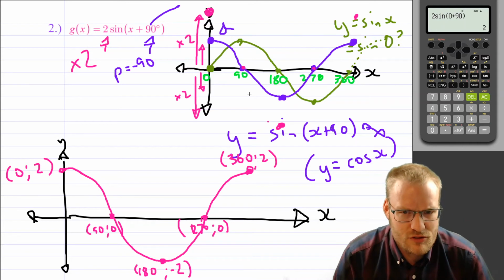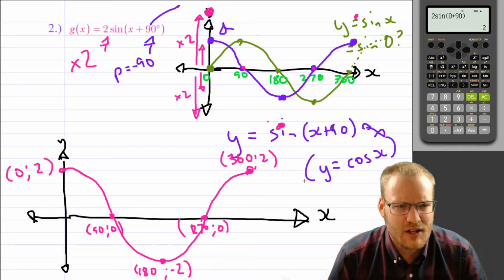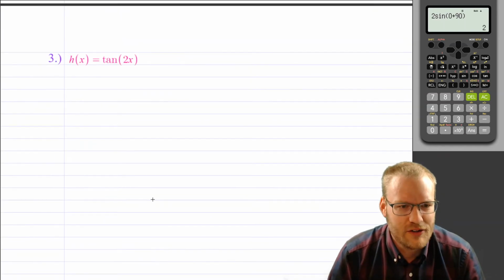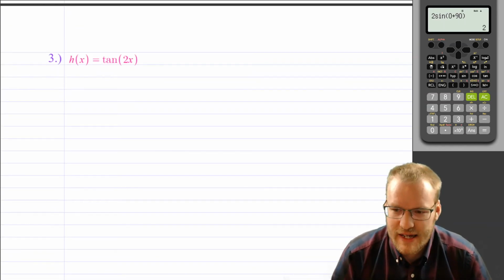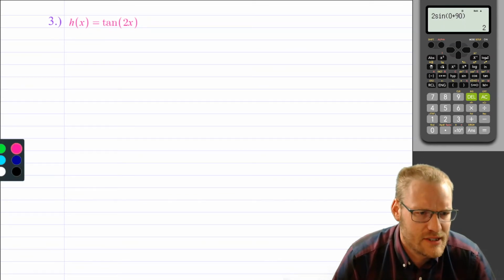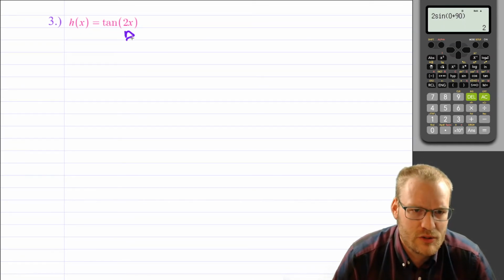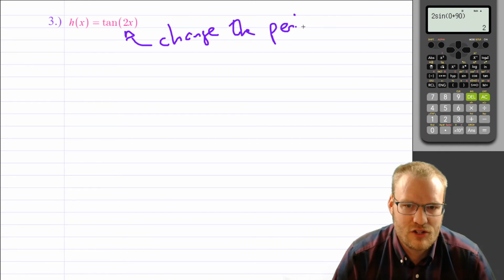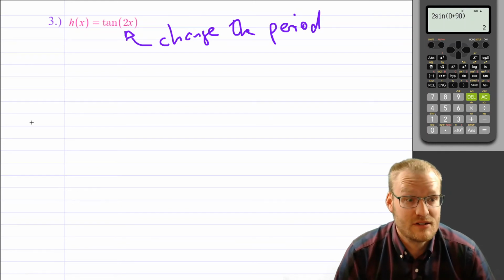Okay, so we've just translated the graph. Got our calculator there just to check it. Okay, last graph. We're given h of x equals tan 2x. And what this 2 is going to do is change the period. In other words, it's going to change how often it repeats.